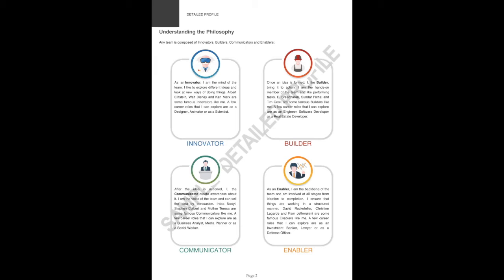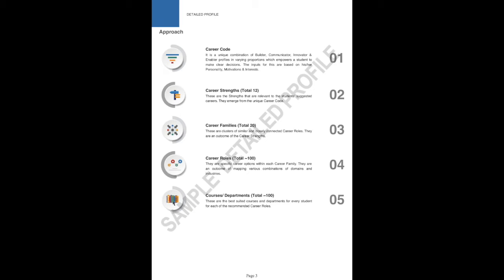Every group or company requires people from all profiles to be able to function smoothly. If we take an example of a phone, innovators came up with the idea of a phone. Builders built the phone. Communicators made it reach the consumers, and enablers scaled it by giving structure to large companies like Samsung and Apple.